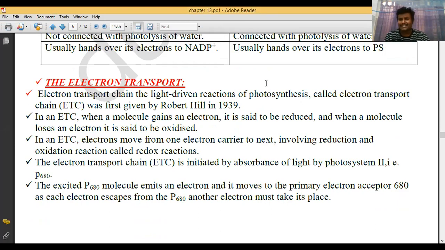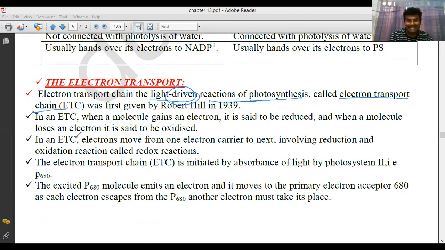We have already discussed it. The electron transport chain is the light-driven reaction, the light-dependent reactions of photosynthesis. It was first given by Robert Hill in 1939. While saying yesterday light reaction, I said that the light reaction is also called the Hill reaction because it was introduced by Robert Hill in 1939.